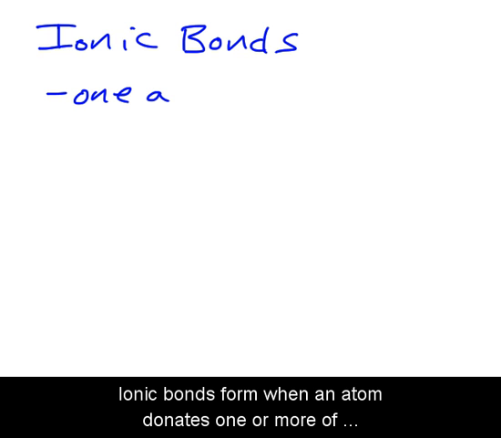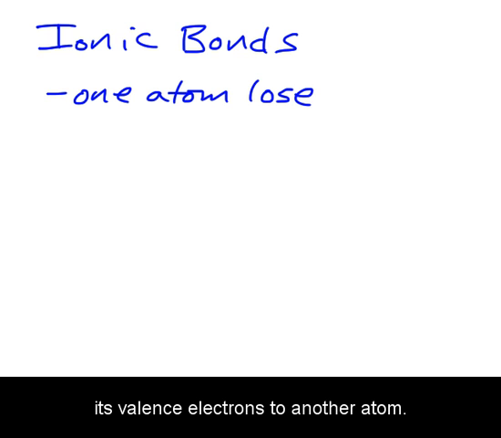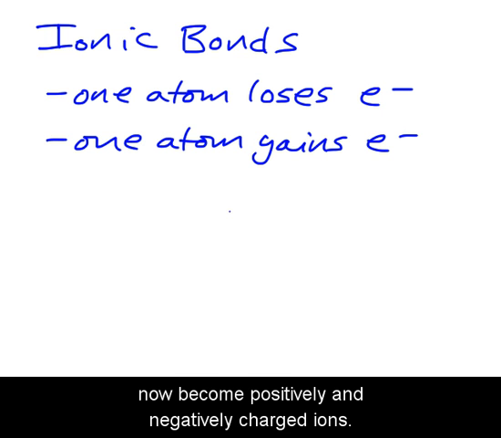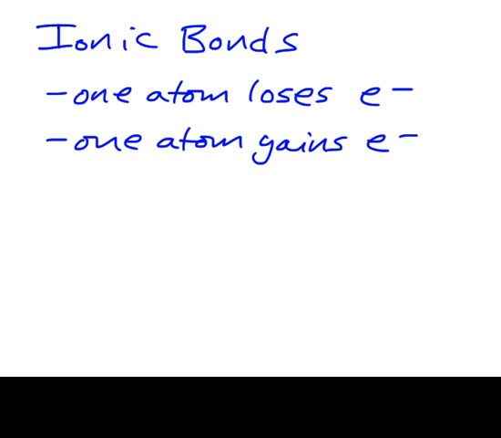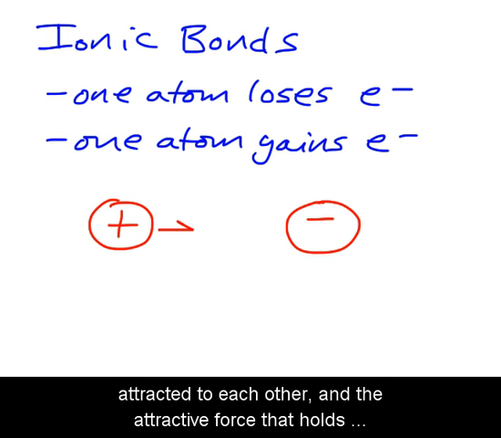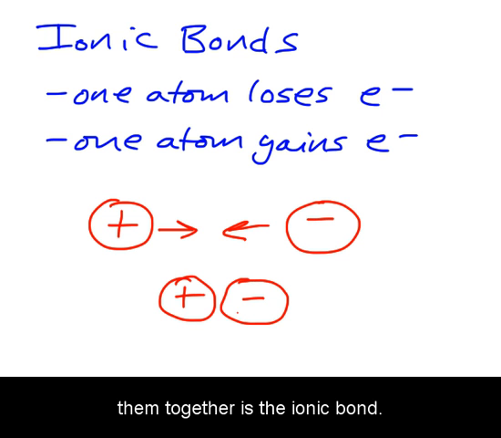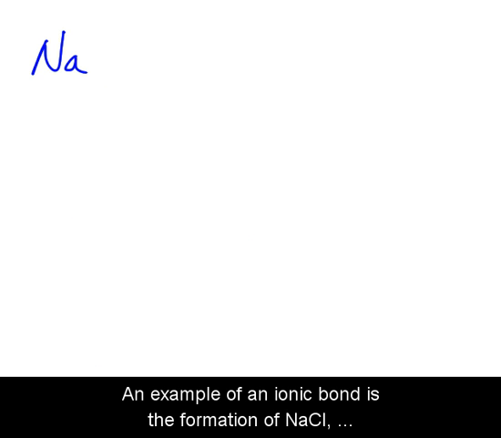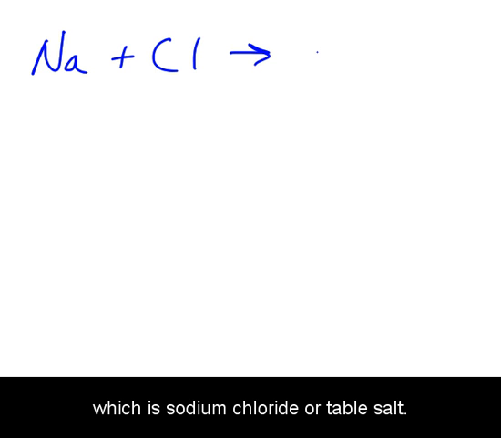Ionic bonds form when an atom donates 1 or more of its valence electrons to another atom. The atoms that have lost and gained these electrons have now become positively and negatively charged ions. Ions with opposite positive and negative charges are attracted to each other, and the attractive force that holds them together is the ionic bond. An example of an ionic bond is the formation of NaCl, which is sodium chloride or table salt.